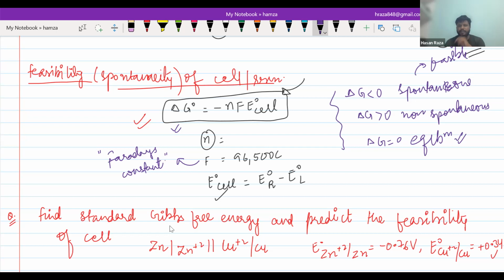After calculating E naught cell, you can easily tell me whether it is feasible or not. Sir, what will be n? n is the number of electrons. You are going to write an equation for this, and from this representation you can easily write an equation. And from the equation, you can easily tell me the number of electrons lost or gained. Both will be equal. The electrons which are lost will be gained by another element. So n is basically the number of electrons.